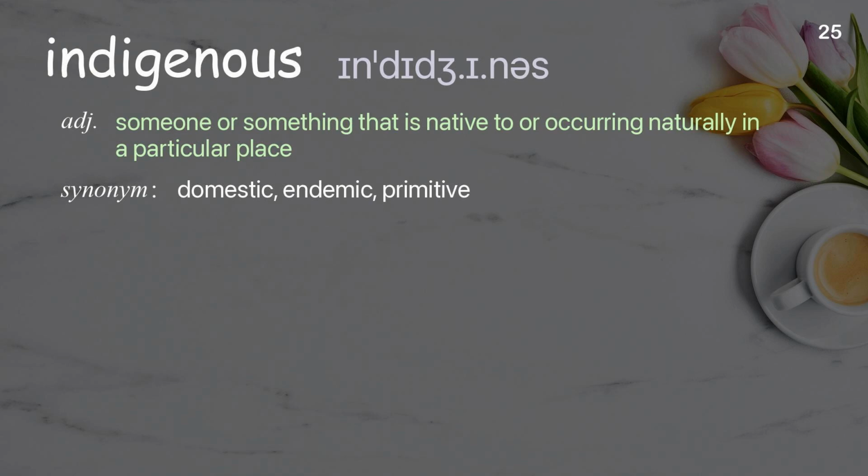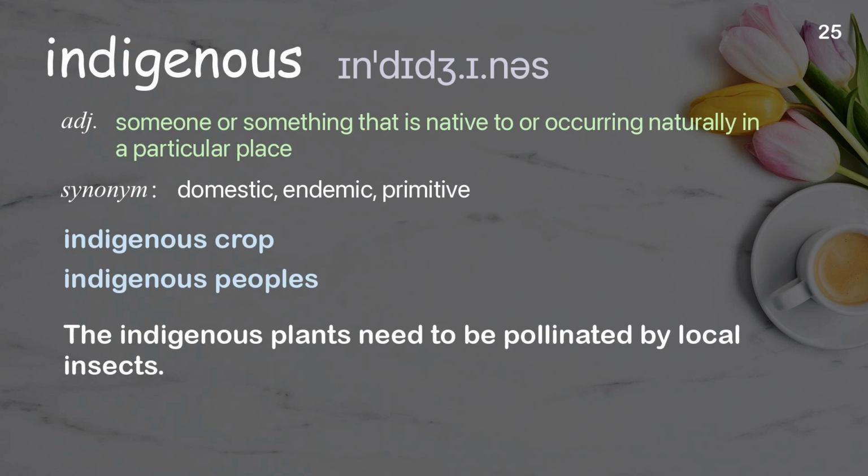Indigenous. Someone or something that is native to or occurring naturally in a particular place. Examples: indigenous crop, indigenous peoples. The indigenous plants need to be pollinated by local insects.